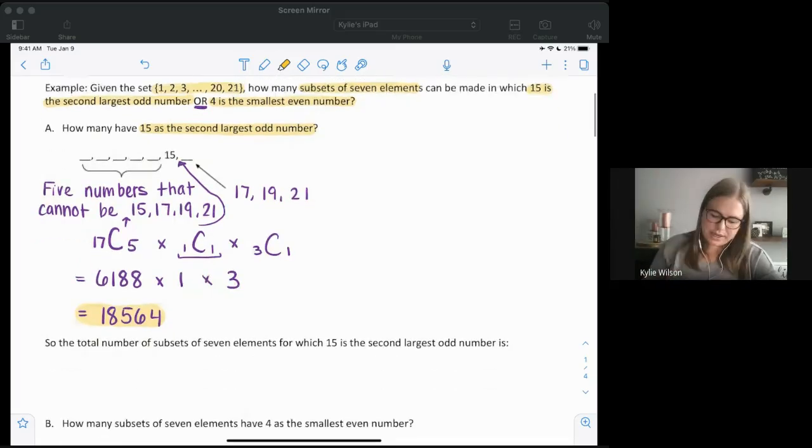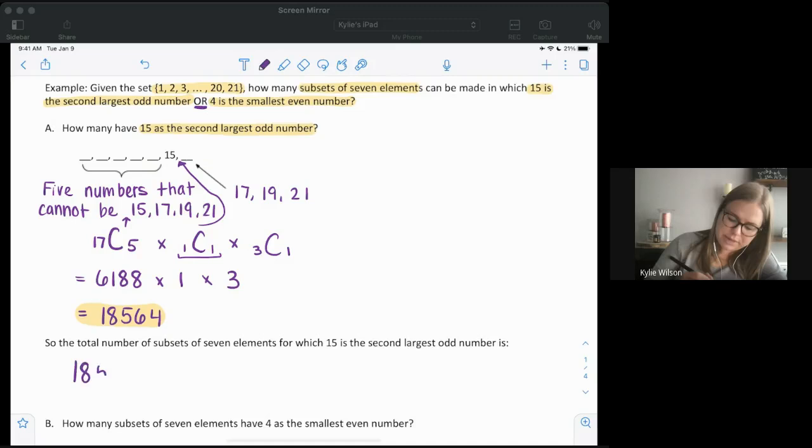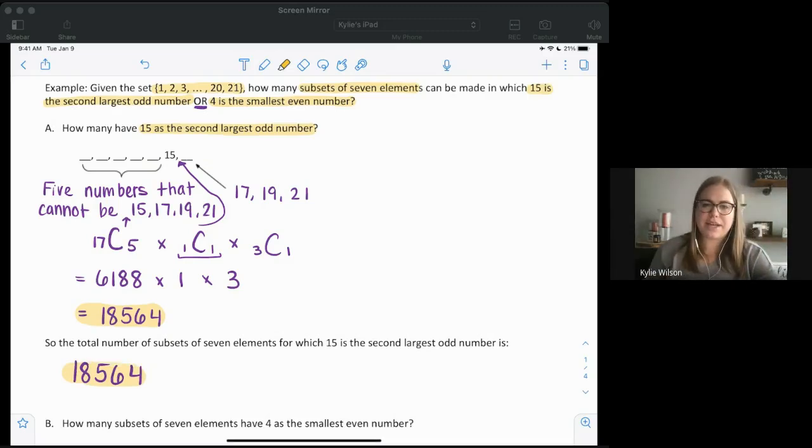So here, the total number of subsets of 7 elements, of which 15 is the second largest odd number, is 18,564. Lots of subsets. Okay. Any questions so far before we move on to the second piece? We're going to continue with this example, but I just want to check in.